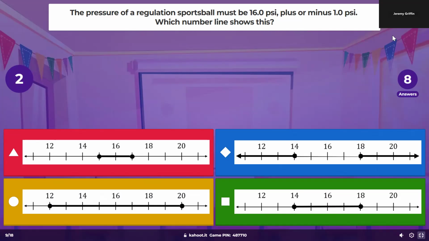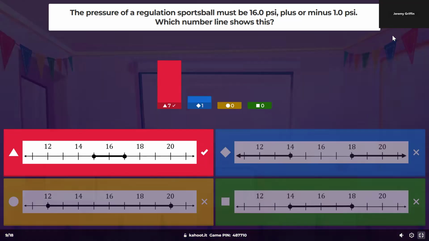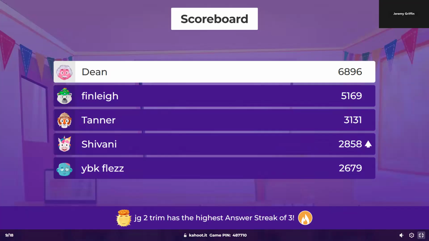Alright, so what are we thinking? Yeah, there you go. So it could be as low as 15 and as high as 17. And of course, 16 would be right in the middle. Alright, so you guys got that? Pressure of a sports ball? You guys can interpret number line. Is there any question about number lines? We'll just go with the number line.